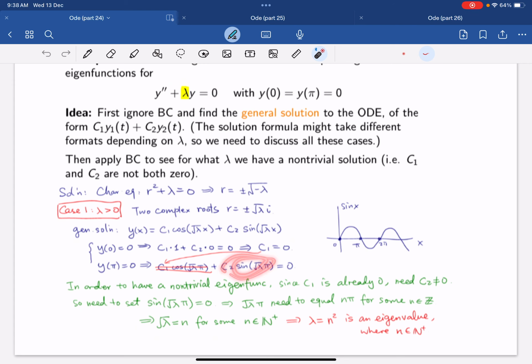To ensure that we have a non-trivial eigenfunction, we need c2 to be non-zero. For c2 to be non-zero, we just need the sine to be 0. And this happens if and only if square root lambda times pi equals some constant multiple of pi. Then square root lambda equals n, which means that lambda equals n squared.